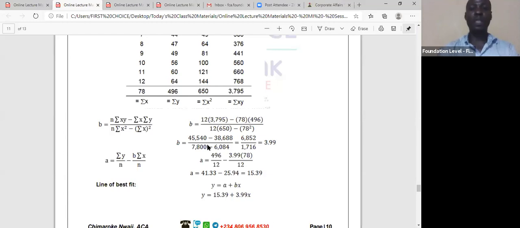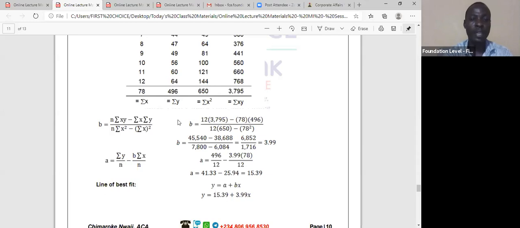Now, what will be the intercept, the smallest figure that we will use to start our trend line? It is your A. And we say our A is gotten as sigma y over n minus b times sigma x over n. So you look for B first before you look for A, because you need the value of B to get your A. Don't go and look for A first, although they will give you A first, then B second. But you know that you cannot do A without getting B.